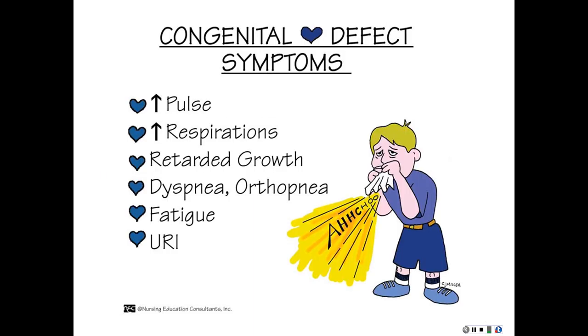Now, children who have congenital heart defects typically have a combination of symptoms, a grouping of symptoms that you may see. Those typically include an increased pulse rate, increased respiratory rate, retarded growth, dyspnea, orthopnea, fatigue, and increased upper respiratory infections.